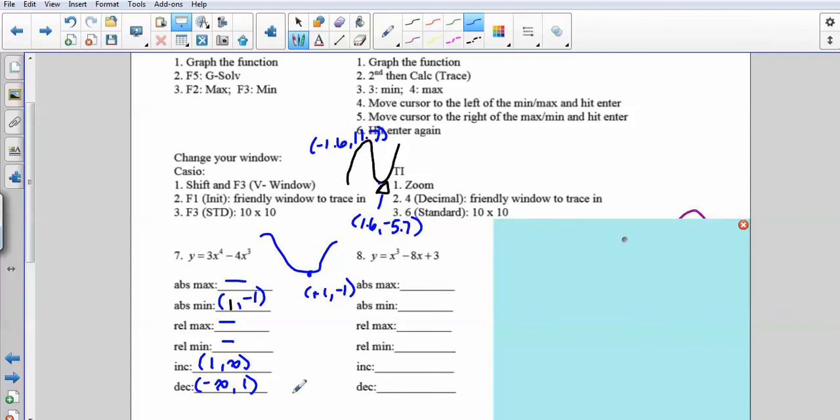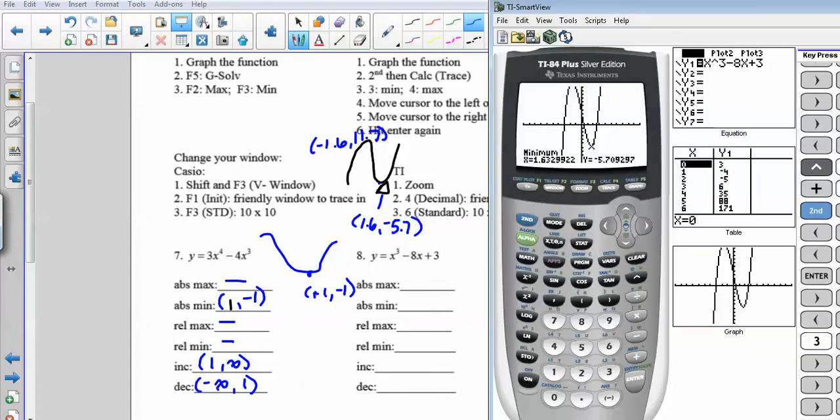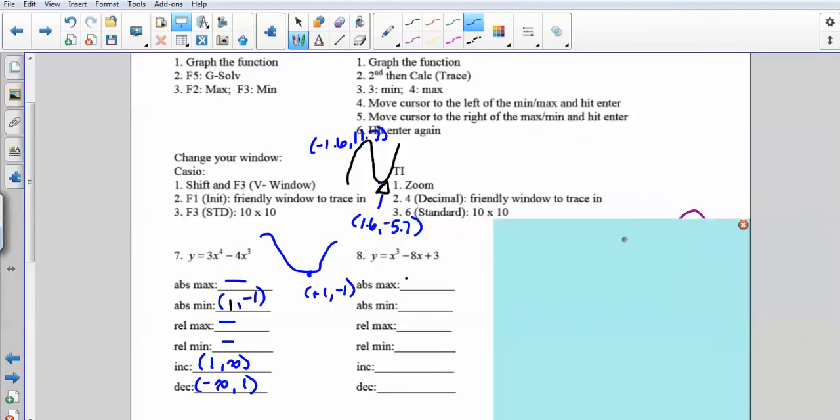Let's see, was that negative or positive? I'm going to look back. Negative. Okay. So now I'm ready to write my points. I have neither an absolute maximum or minimum because my graph goes to negative infinity and positive infinity. So nothing here for the absolutes. For the relative maximum, I have the point negative 1.6, 11.7. And for the relative minimum, I have 1.6, negative 5.7.